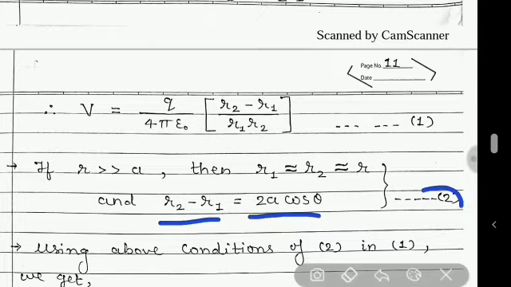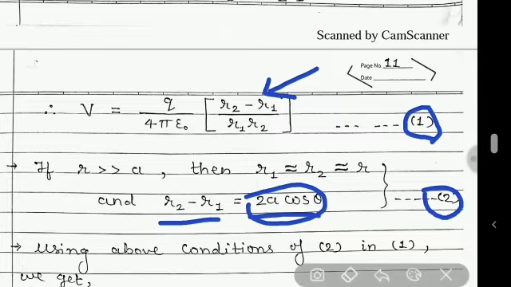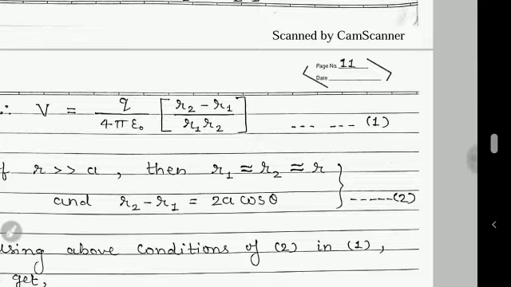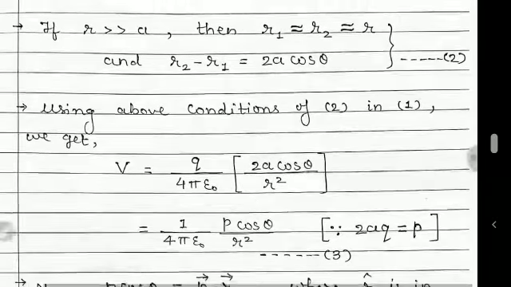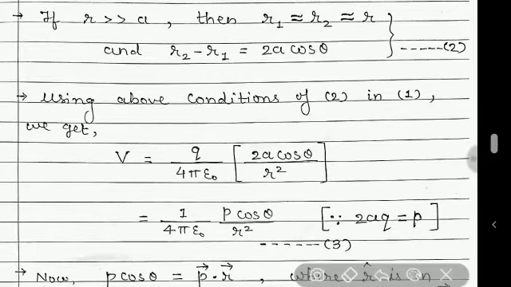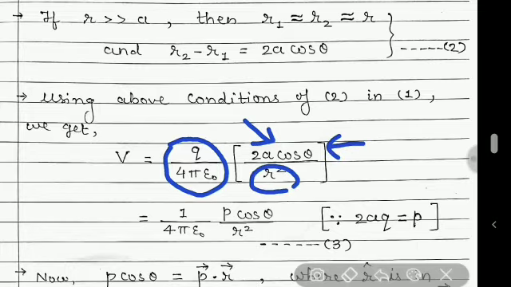Now using this condition 2 in equation number 1, in place of r2 minus r1 we will use 2a cos theta. And what is r1? That is r only. What is r2? That is also r. So r into r will be r square. So we have used the conditions here: r2 minus r1 becomes 2a cos theta, and r1 into r2 is nothing but r square.